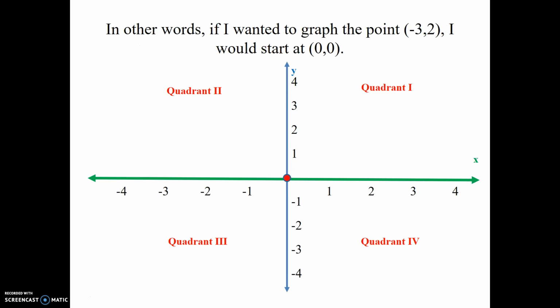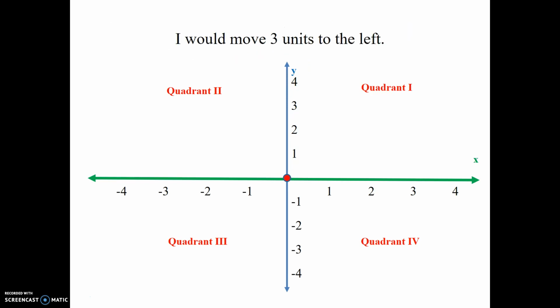So if I wanted to graph -3, 2, I would start at 0, 0. I would move 3 units to the left and then move 2 units up. And every time I plot a point, I have to label it. Okay?